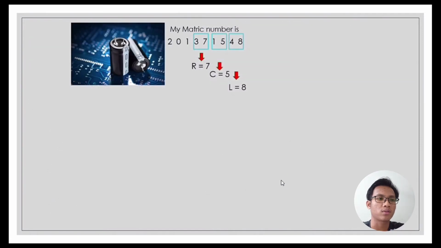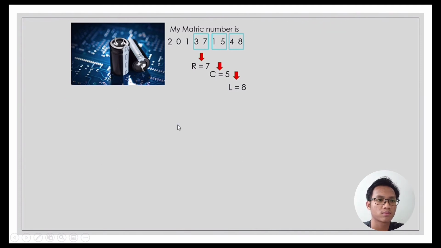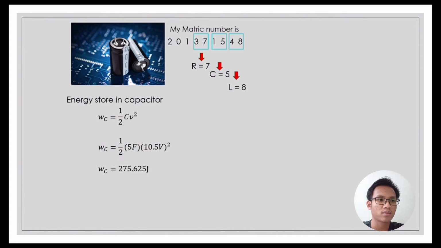Next, we want to calculate the energy stored in capacitor. The formula is here, 1 over 2 C V square. Then we can simply substitute all the number here. 5 farad from here. The capacitor is 5. Then 10.5 volt. The answer is 275.2625 joule.